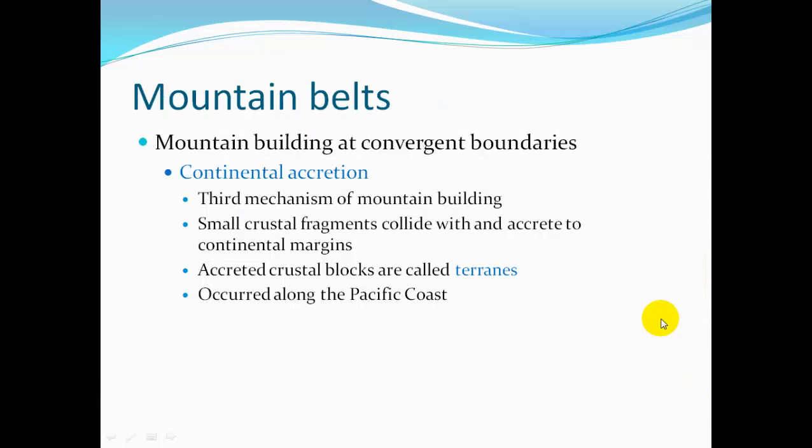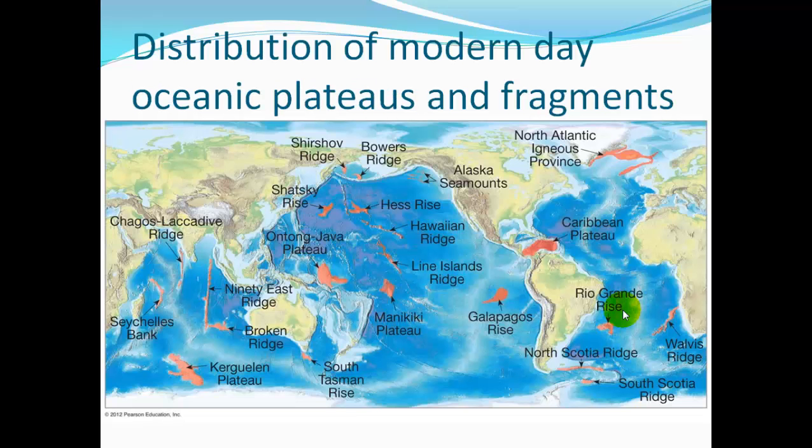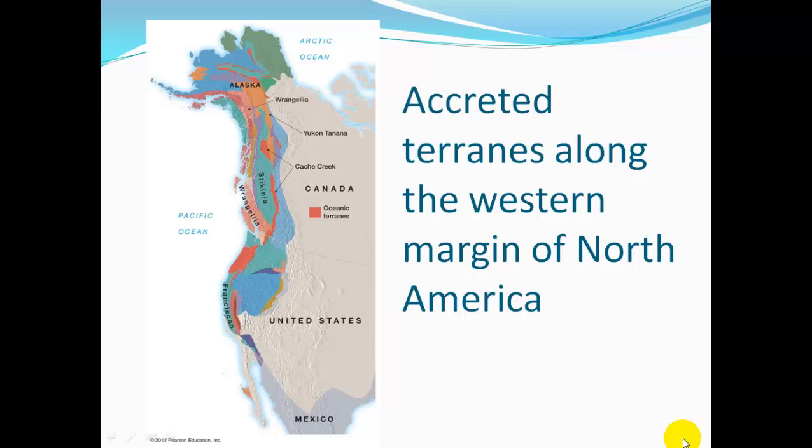Now, convergent boundaries again: continental accretion, the third mechanism of mountain building. Small crustal fragments collide with and accrete to continental margins. The accreted crustal blocks are called terranes. This occurs along the Pacific coast. The small crustal fragments are being pushed against each other, and they start forming mountains. So here we have our oceanic plateaus and fragments. These oranges are the fragments. They're forming these accretionary wedge mountains. They create terranes along the western margin of North America, along here.